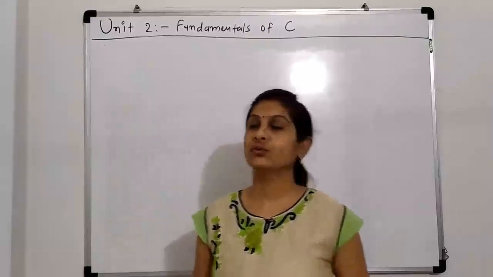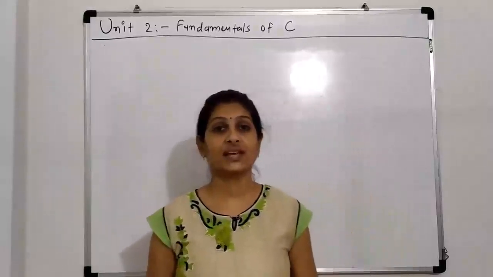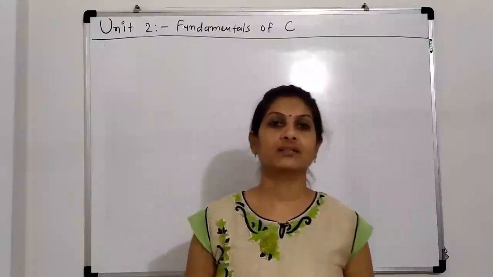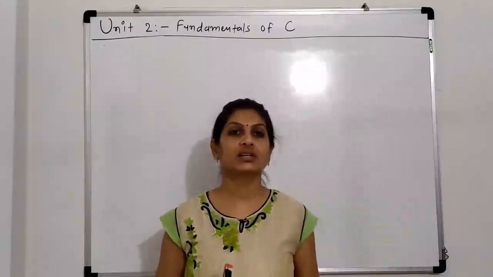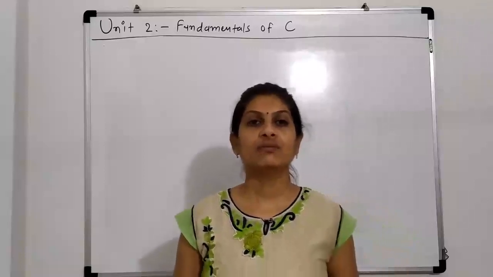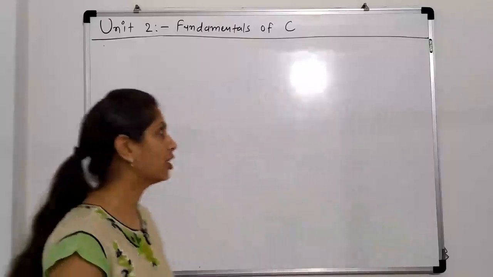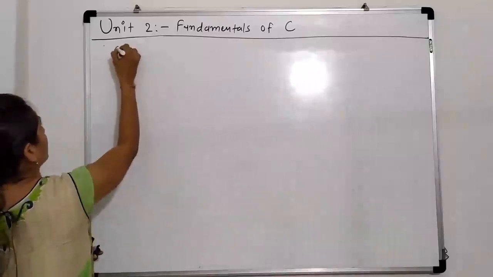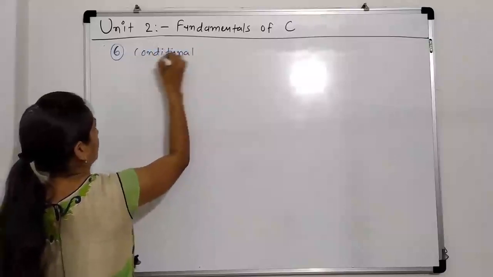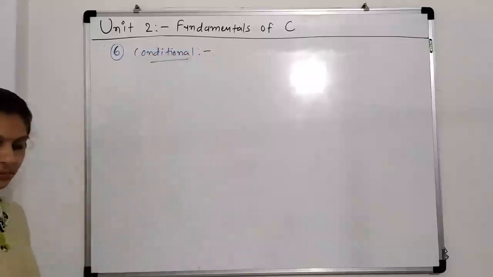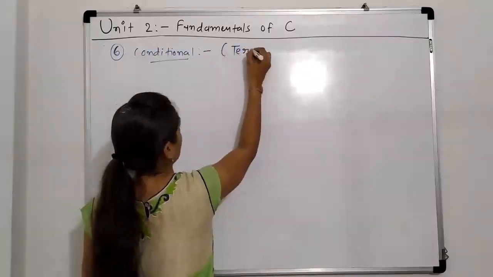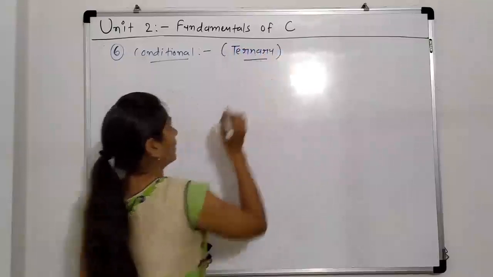Today we continue with Unit 2, Fundamentals of C, and our theory, that is operators. We have completed 5 different operators: arithmetic, relational, logical, assignment and increment, decrement. Today we start with another, the 6th operator, that is the conditional operator. The second name for the conditional operator is ternary operator.